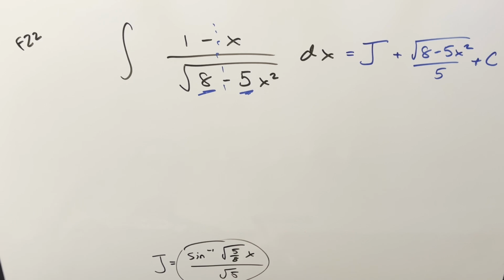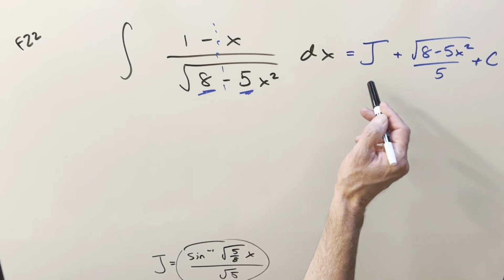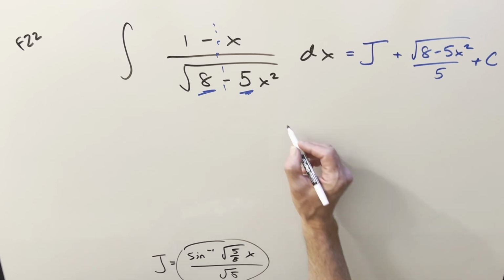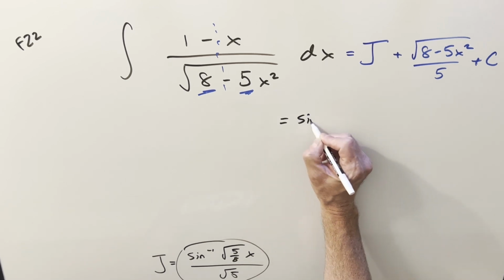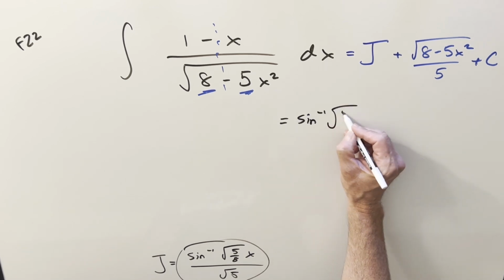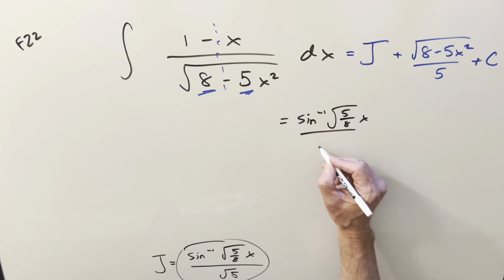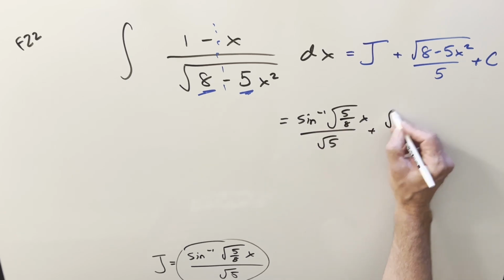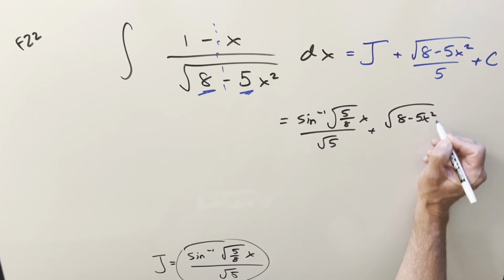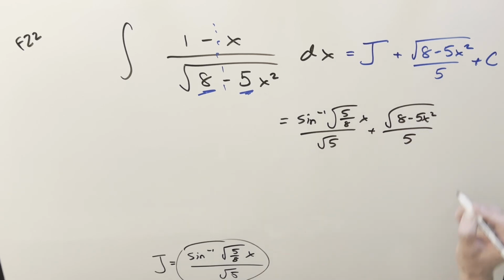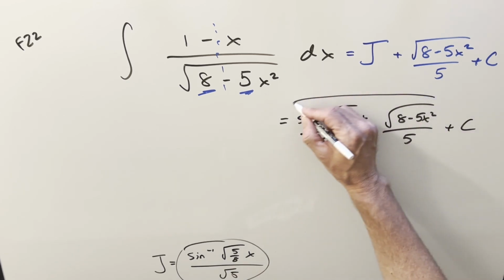Okay, so now all we have is the big display of watching me plug things in. So this goes here. So putting it all together, my final solution on this is just going to be arcsine of square root of 5 over 8 times x, over square root of 5, plus square root of 8 minus 5x squared, over 5. Add a plus c, and that's it.